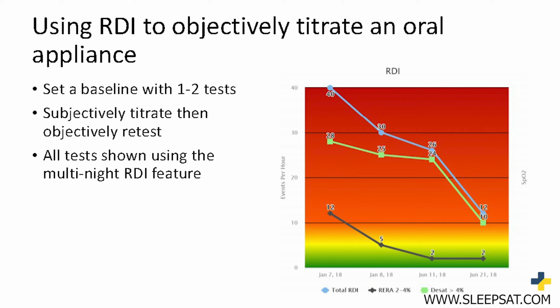RDI can be used to objectively titrate an oral appliance. One method to do so would be to set up a baseline with 1 to 2 tests, subjectively titrate, then objectively test. Using this method, we can easily view progress using the RDI of each test viewed here on the multi-night report that SatScreen offers.